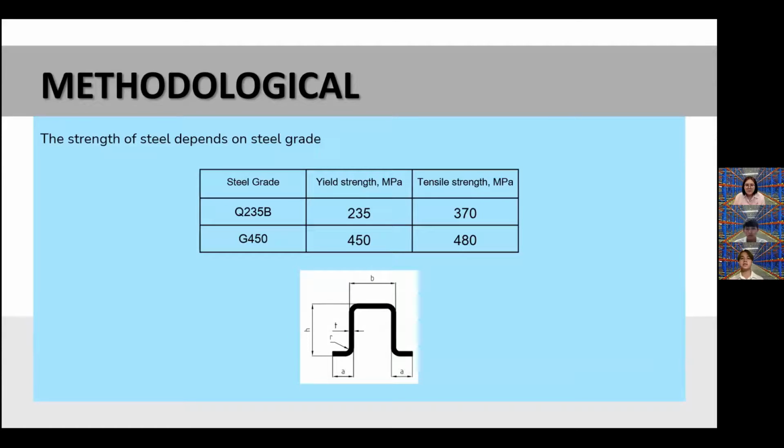And this slide is the strength of steel, which depends on the steel grade. We selected 2 grades of steel. The first one is Q235B, and the second one is G450. The yield strength and tensile strength are already provided in the slide.